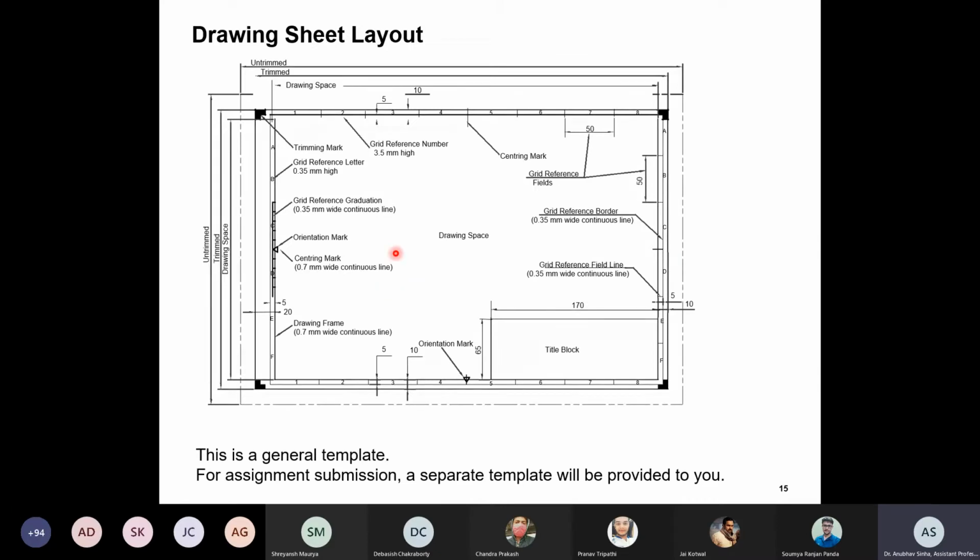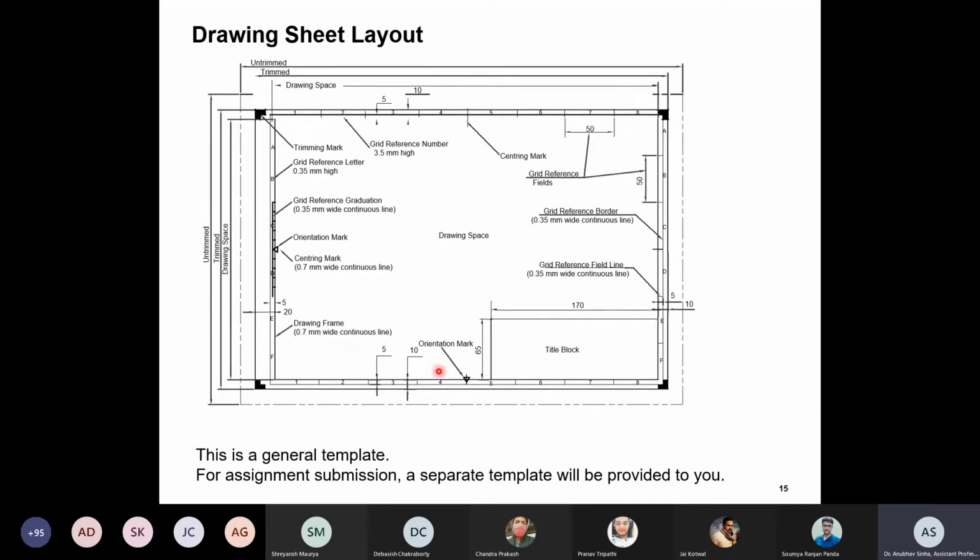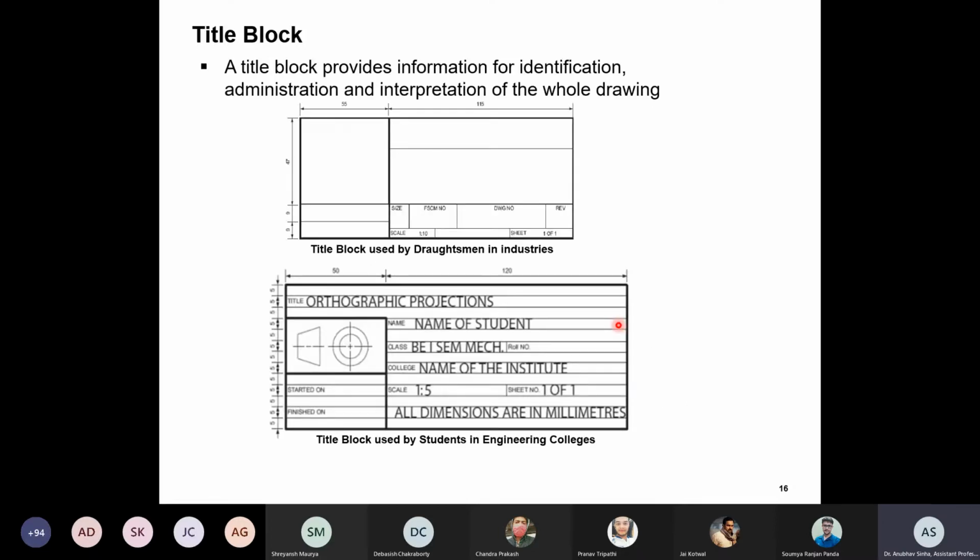And okay, so this is how the layout of the sheet is made. Basically you remove some side for trimming, then different types of marking schemes are there. So this is a general, standard template, but for your assignment, let me go through all the details. Generally you make the drawing inside this, and this is the title block, which looks like this. So you can have something like this or something like this.